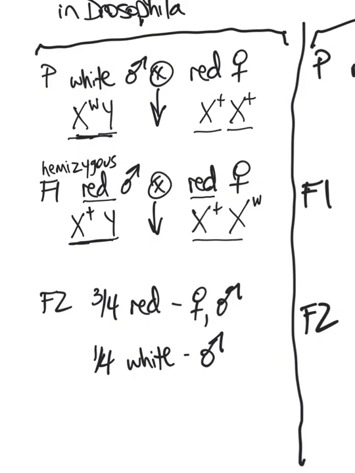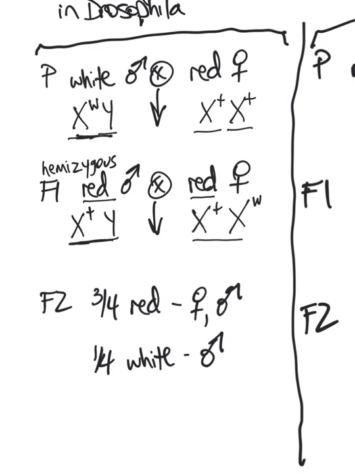Now, I just want to make a note. In this case, the wild type allele is dominant to the white allele. But wild type only means what is most common in nature. It doesn't imply anything about dominance or recessiveness. So it is possible to have recessive wild type alleles. It is possible to have dominant wild type alleles. You could have any kind of allelic interaction that you want. Wild type just means that it's the most common in nature.